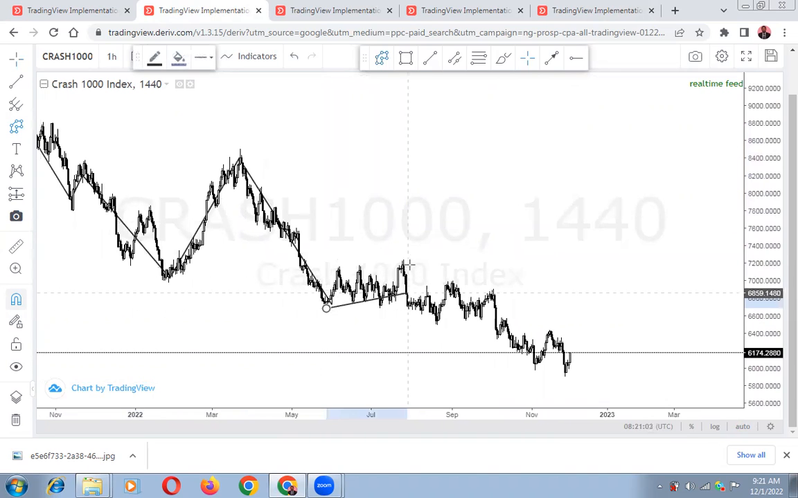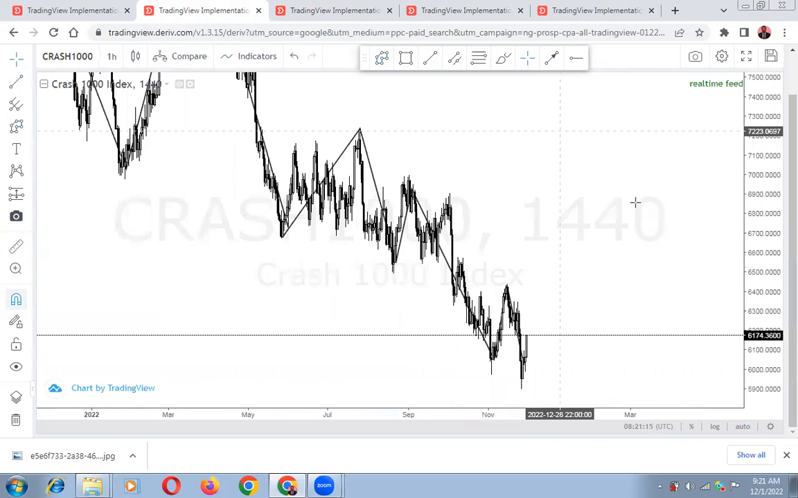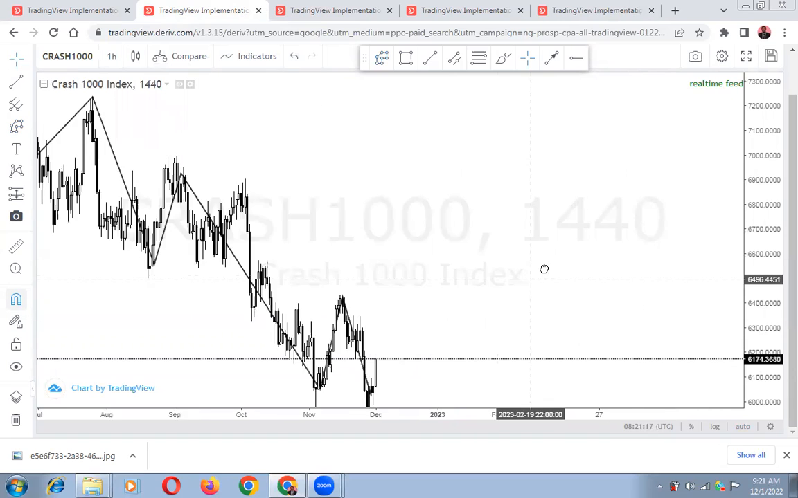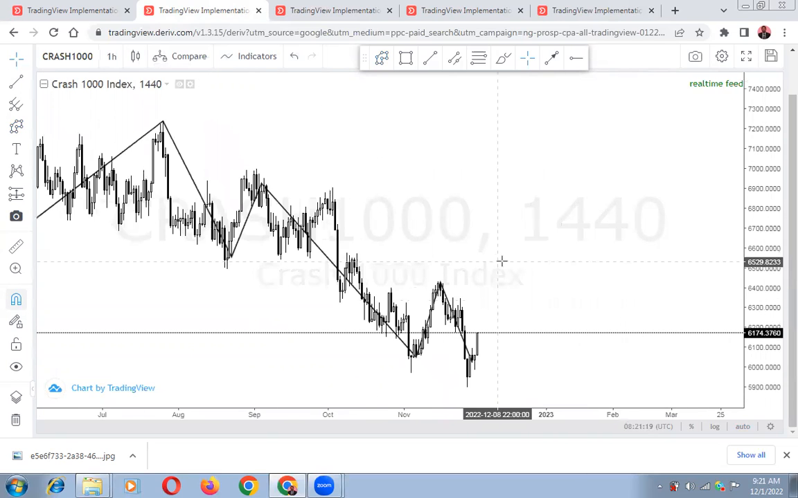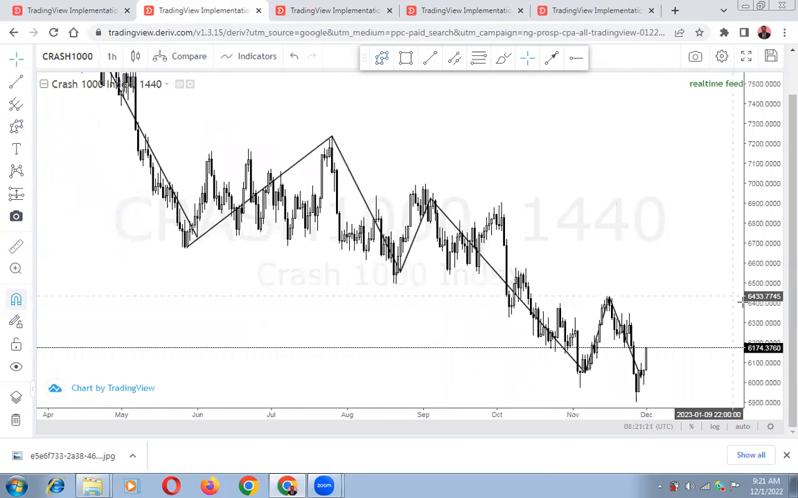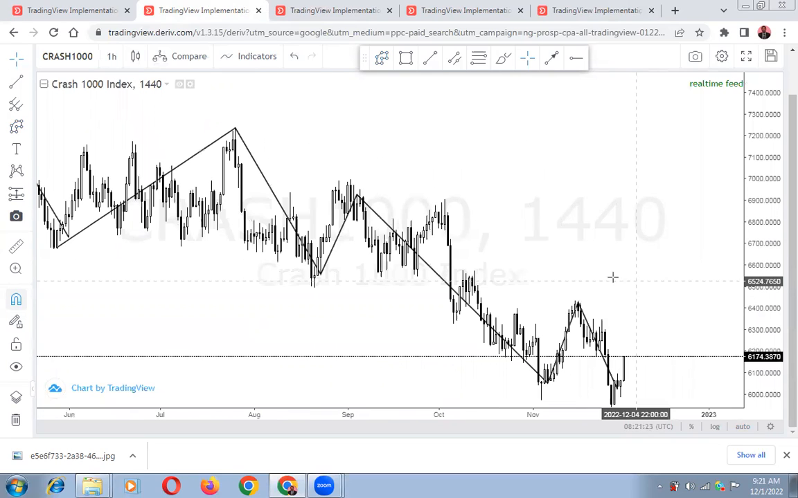Price gave us this high. I'll take this for a high for now. Then it gave us this, something like this, something like this. So this is the momentum for Crash 1000. It has been bearish, as you can see, the trend of the market. We've been able to identify the trend of the market.